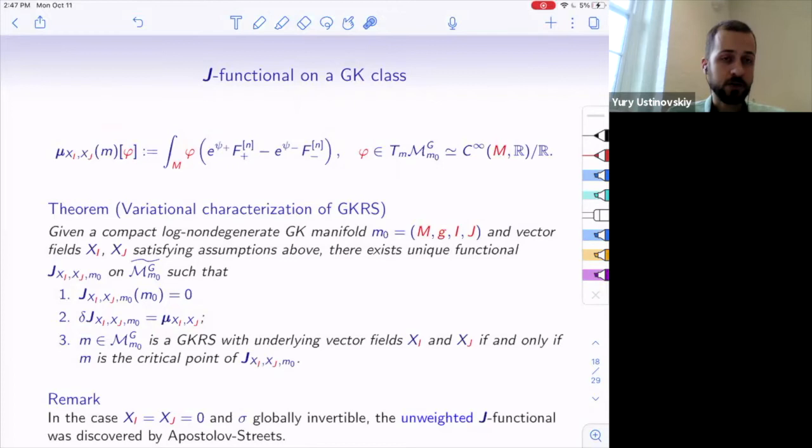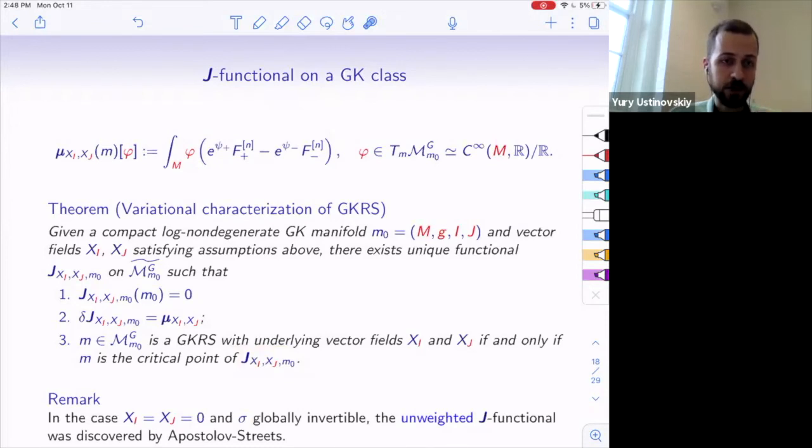And now, using the variational characterization, the Monge-Ampère characterization of solitons, we can say that a structure in this Kähler class is a gradient steady generalized Kähler-Ricci soliton with underlying fields xi and xj if and only if it is a critical point of this function. So this is a variational characterization of solitons.